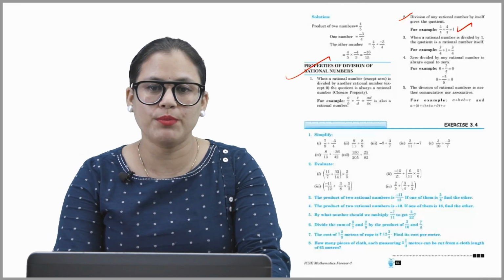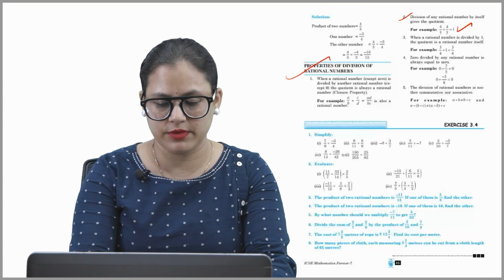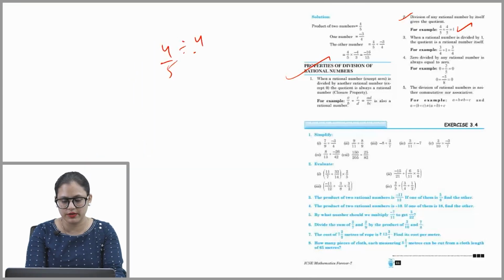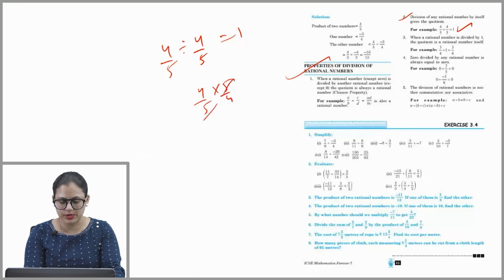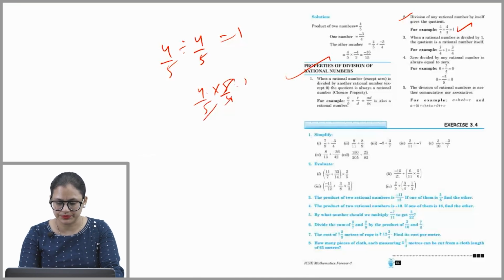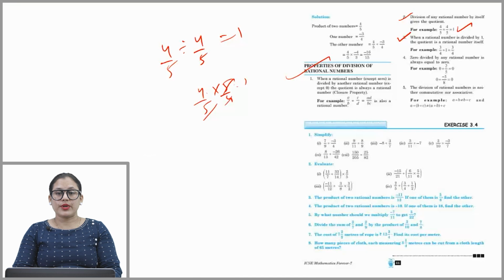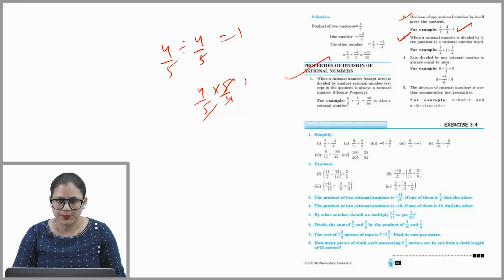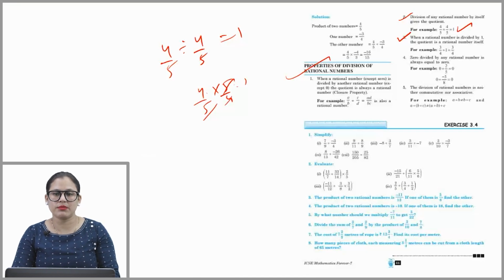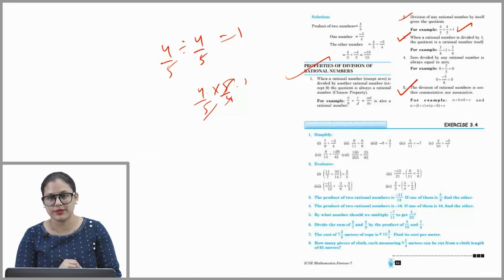Number 2, division of any rational number by itself gives the quotient 1. For example, 4 by 5 divided by 4 by 5 is equal to 1. How? 4 by 5 into 5 by 4 is equal to 1, okay. Number 3, when a rational number is divided by 1, the quotient is the rational number itself, okay. Number 4, 0 divided by any rational number is always equal to 0. Number 5, the division of rational numbers is neither commutative nor associative, right?